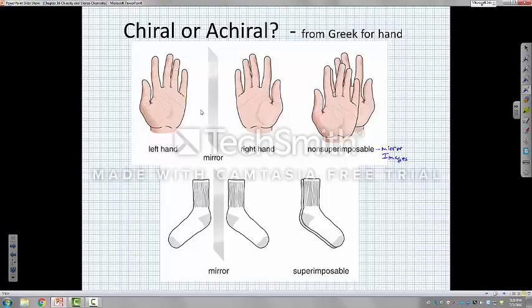It means they're chiral. If the left hand is the object and this is its mirror image, they're two different things. Down here, these socks, provided it doesn't say left and right on them or something, would be achiral, or not chiral.